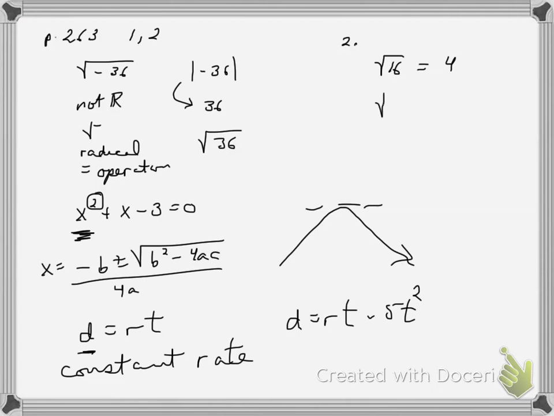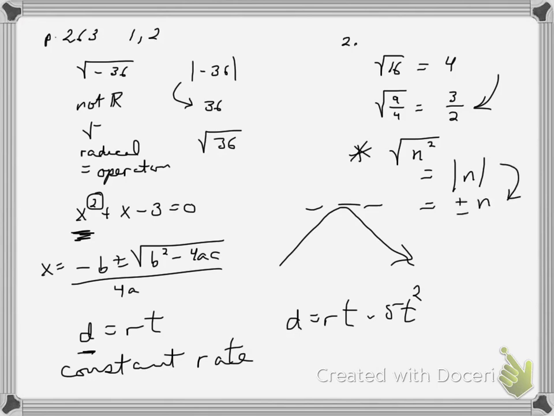I could have even done something like this, because that ends up being 3/2, and that's also rational. What does the square root of n squared equal? Now recall this is a definition that's important. That equals the absolute value of n. So make sure you understand that. And then we turn it into what? That equals plus or minus n, because that's how we deal with the absolute value. But this part is a very important idea you need to remember. Learn it if you haven't.